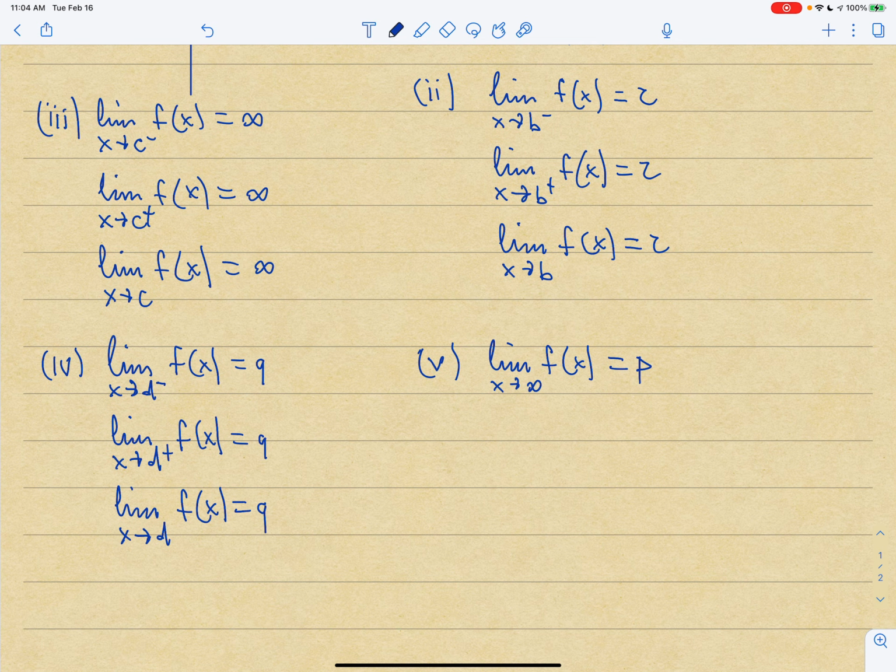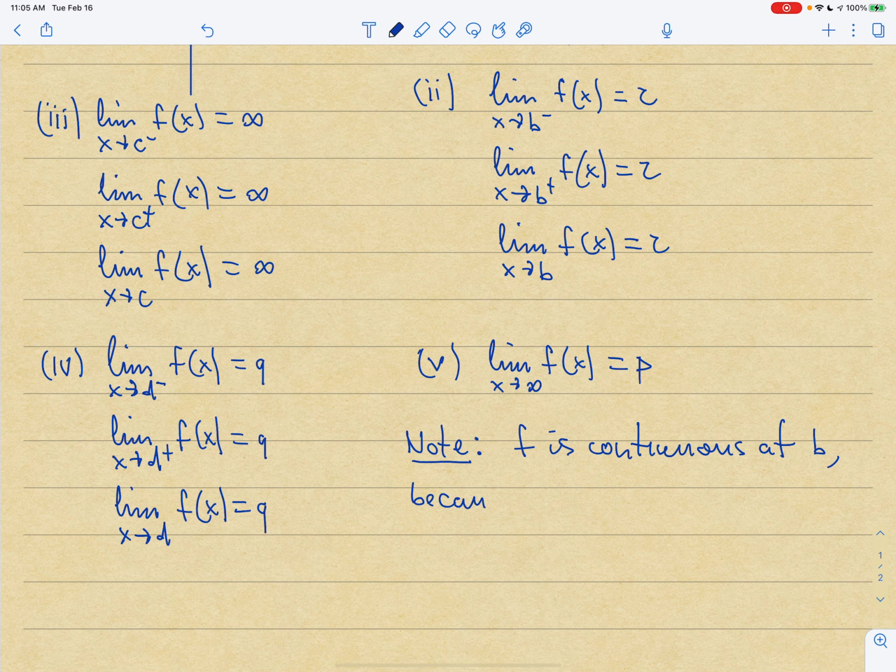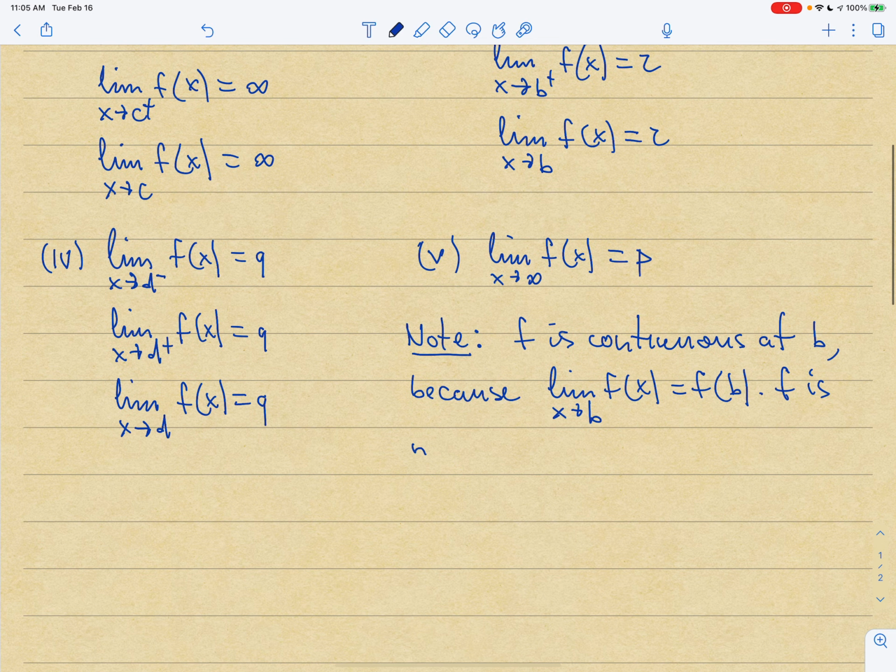So let's write this as a note here. f is continuous at b because the limit as x goes to b of f of x is equal to f of b, and f is not continuous at a, c, d.